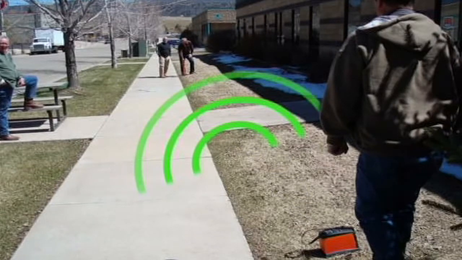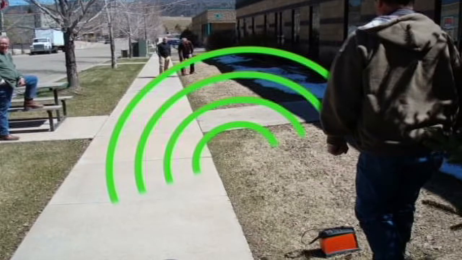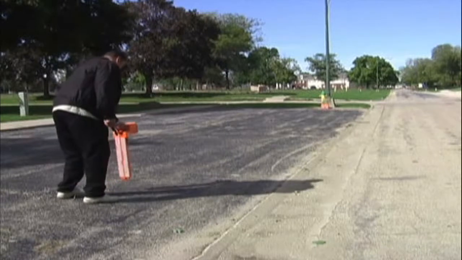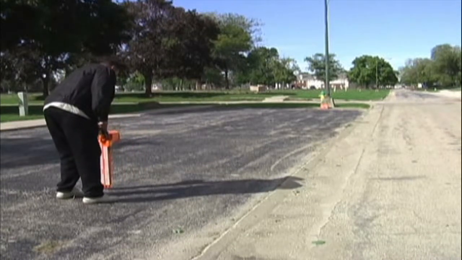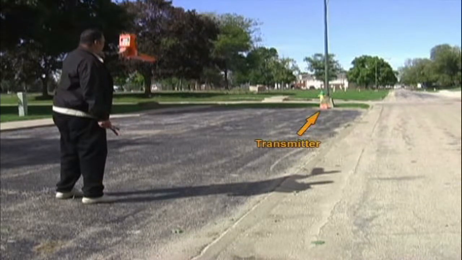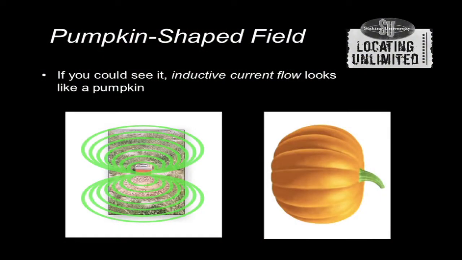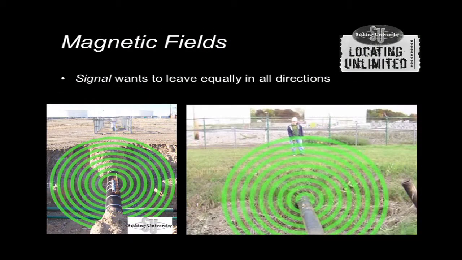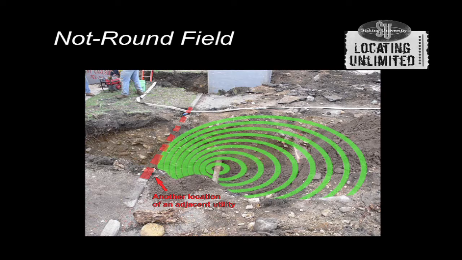Flowing current on the line produces a magnetic field which wants to leave the line equally in all directions. The user detects a signal circle at the ground, then confirms he is not detecting the pumpkin-shaped field emitted from the transmitter. There's also a real benefit of keeping concepts simple. Such is the case with terms such as pumpkin-shaped field, magnetic fields, and not round field.